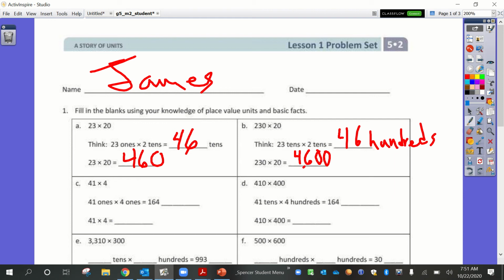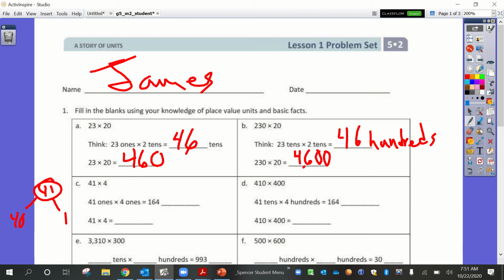All right, let's try it again on C. And it's 41 times 4. Well, 41 ones times 4. Ooh, I'm not really sure, but I can quickly do that math problem off to the right, right? Or I can think about 41, and 41 is really 40 and 1.